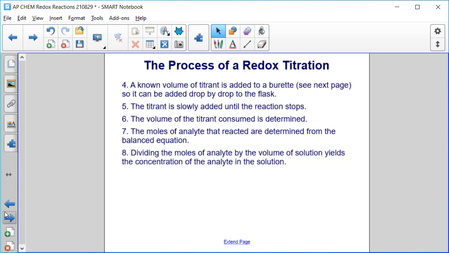Then we add a known volume of the titrant to a burette, so it can be added drop by drop to the flask. The titrant is slowly added until the reaction stops. The volume of the titrant consumed is determined. The moles of analyte that reacted are determined from the balanced equation, and we can divide the moles of analyte by the volume of the total solution to yield the concentration of the analyte in the solution.